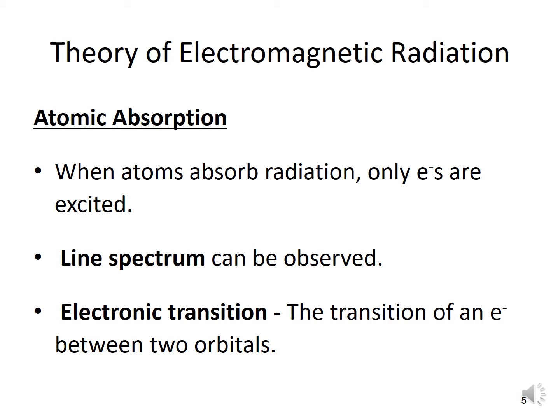From this process of absorption, electron transition, we can observe the line spectrum. This line spectrum you can clearly see in the electromagnetic spectrum. And what is an electronic transition? It is the transition of an electron between two orbitals.